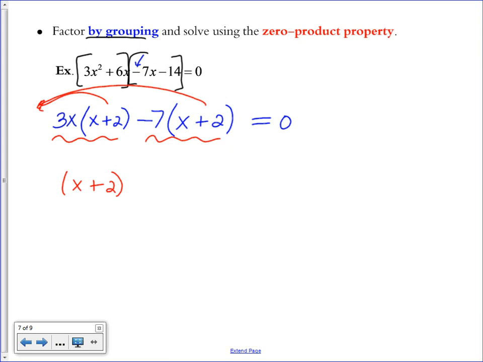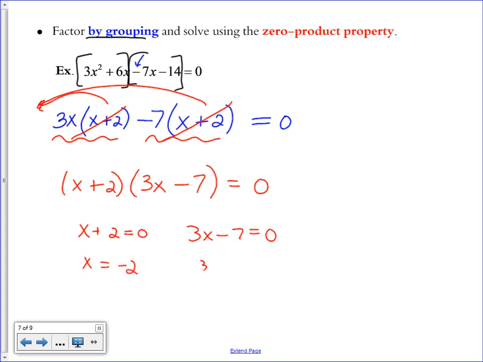And if you factor out the parentheses from here, you're left with just 3x. And if you factor out the parentheses from here, you're left with just minus 7. And now you've factored it. It looks like 2 binomials being multiplied together. And you can solve it using the zero product property, right? Set each factor equal to 0.